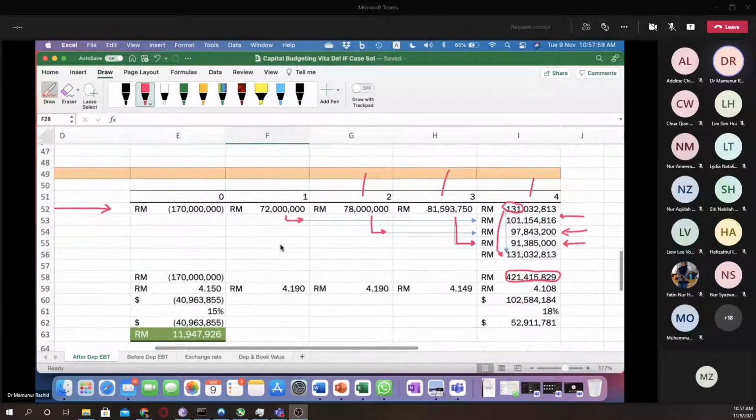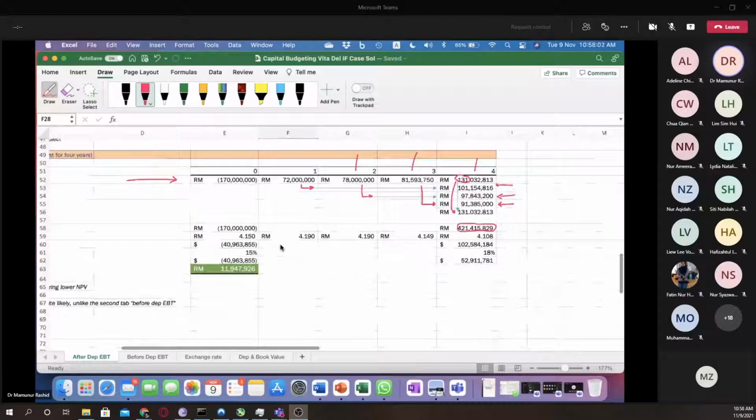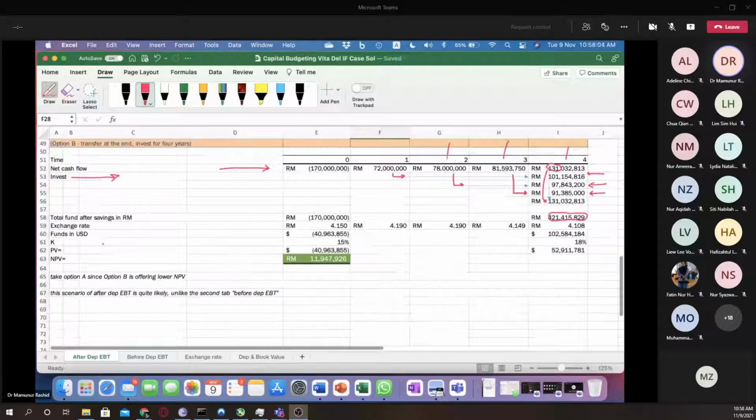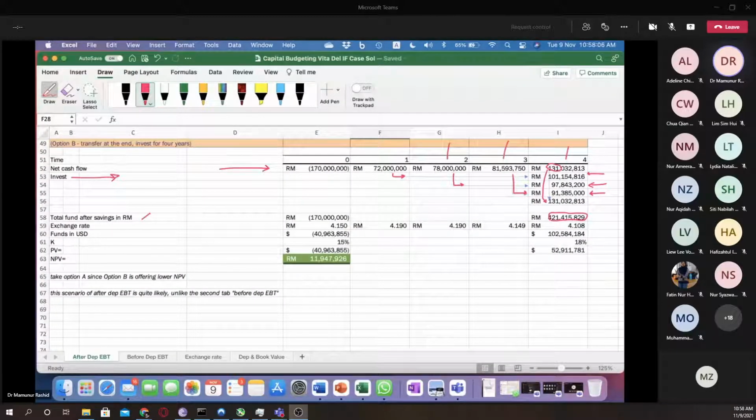Now, you don't have to pay any withholding tax, remember? So if you don't pay any withholding tax, the next process is simple. The total savings, the cash outflow is 170 million, and in the next 3 years, there is nothing. In the last year, you have 421 million. That will be transferred after all savings and return. Now this will be transferred to US.